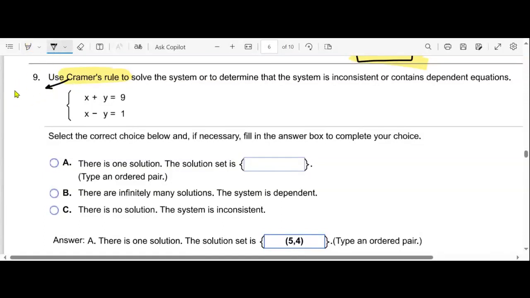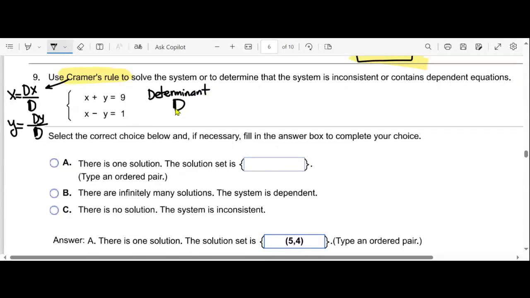Do you remember Cramer's rule? X equals Dx over D, and y equals Dy over D. What is D? D means the determinant, right?